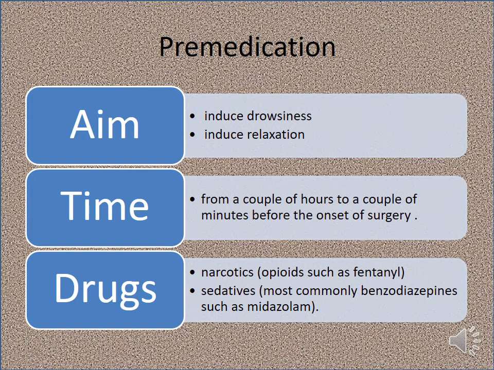We need a pre-medication. This is done in the preparation room. The aim of pre-medication is to induce drowsiness and relaxation. The time of it is from a couple of hours to a couple of minutes before the onset of surgery. In an emergency condition, we can give pre-medication two minutes before. The drugs used are narcotics like opioids such as fentanyl, and sedatives, most commonly benzodiazepines such as midazolam.